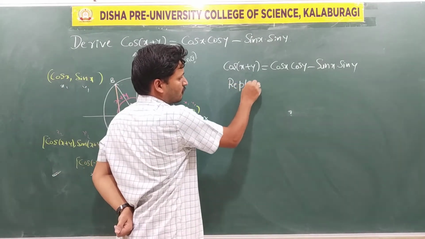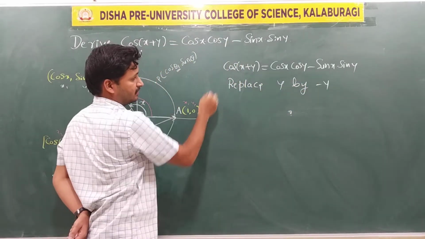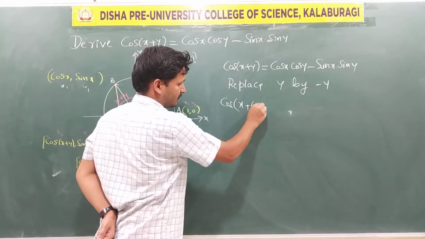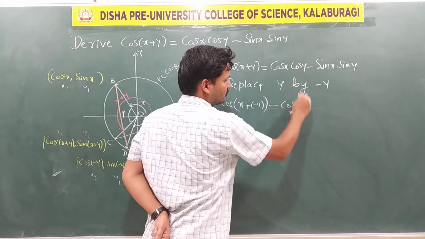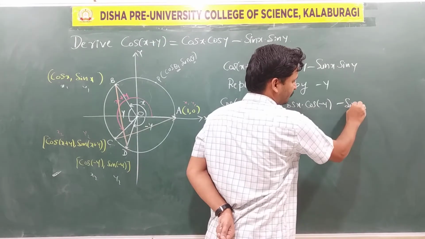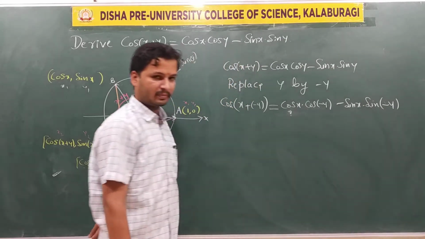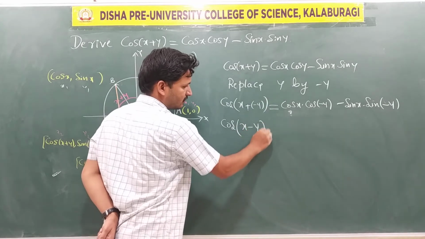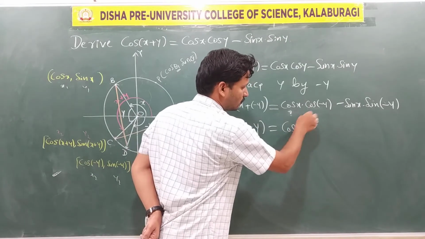Replace y by minus y. So what actually? That is cos of x plus of, in place of y, write down minus y. So which is equals to cos x into cos of minus y minus sin x into sin of minus y. Okay. So this is cos of x plus into minus y. So cos of x minus y is equals to cos x into cos of minus theta.